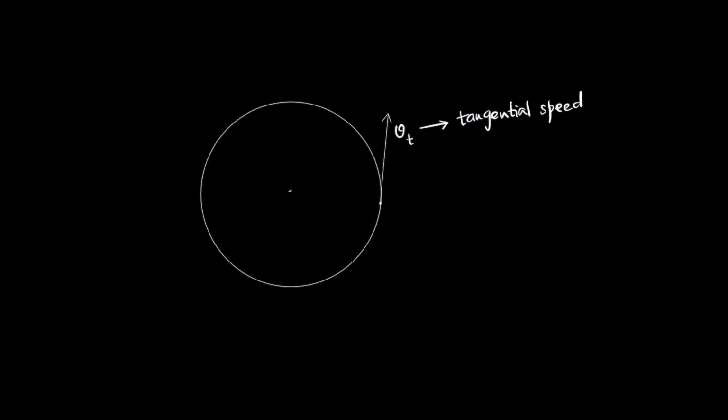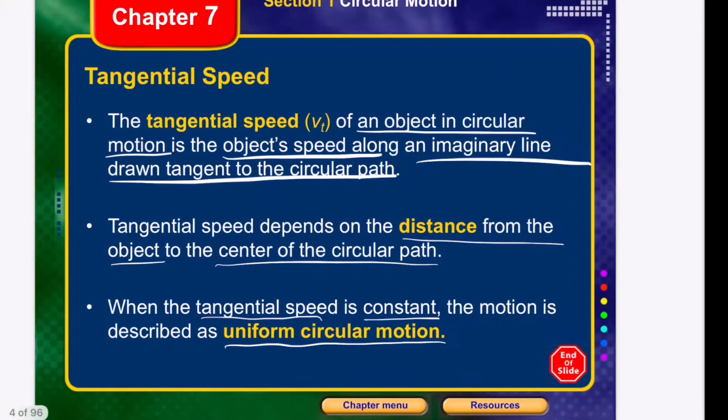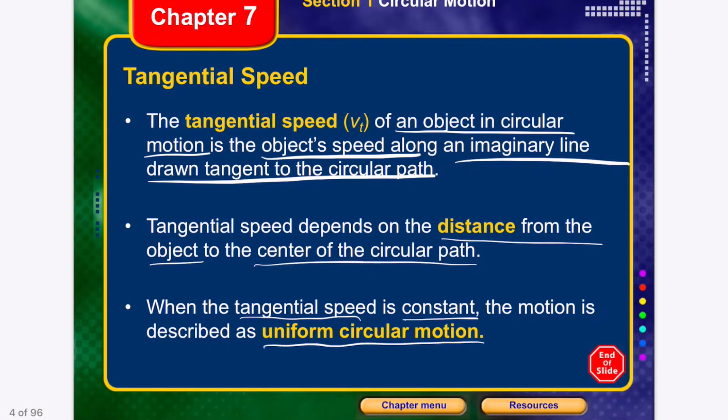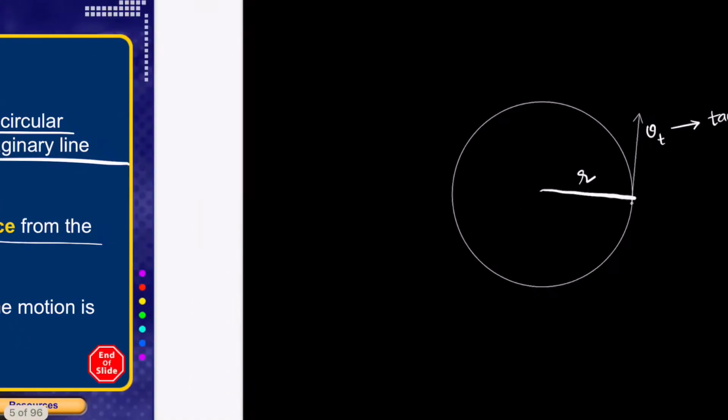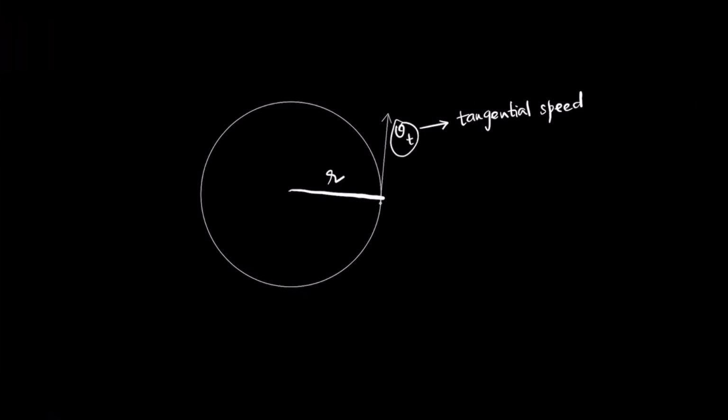This tangential speed depends on the circle's radius, and this is the one that is mainly important for understanding circular motion. Now if this velocity Vt is constant, we call that motion uniform circular motion.